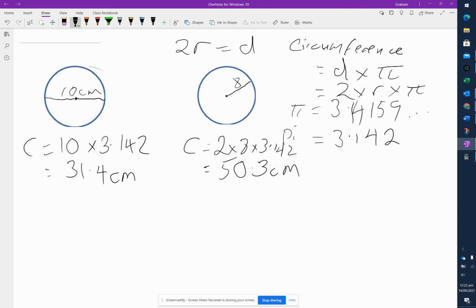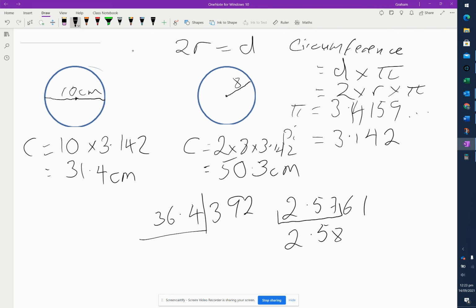Now just notice I'm rounding all my answers to 3 significant figures. That means 3 digits after the first non-zero digit. So it doesn't matter if my number is 2.5761, that will become 2.58 because I've got to have a total of 3 digits. Whereas if I had 36.4392, I need to have only 3 digits, so that's 36.4. Okay, just so that we're consistent with our rounding for the task that you're set on Transci.